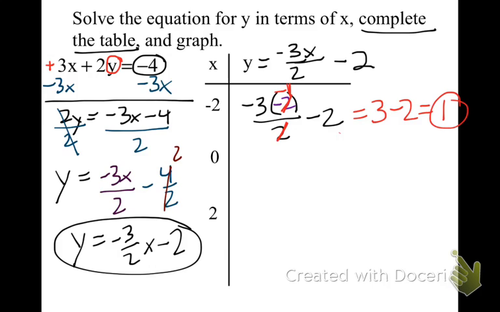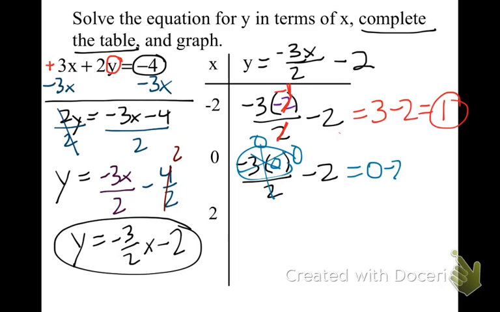Now I have to do it again for 0. So I have negative 3 times x divided by 2, minus 2. What am I going to plug in? I'm going to plug in 0. Anything times 0 is 0, so this becomes 0. Anything divided by 2 becomes 0. So I get 0 minus 2, which is negative 2.